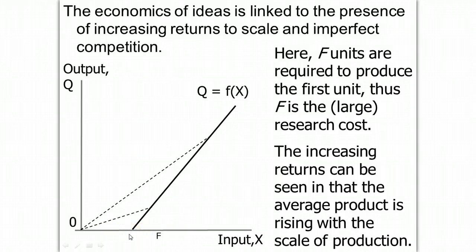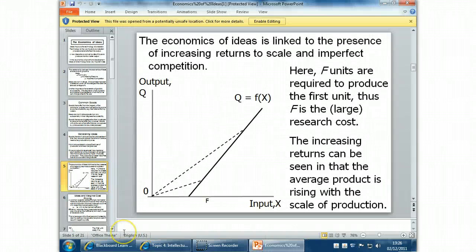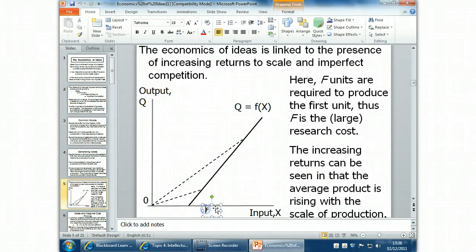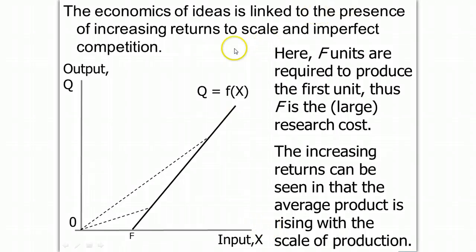Up to a fixed cost, F, no output is produced. We'll just move F a little to the left. So up to the fixed cost, F, no output is produced. So F should be just where that is. So until you have the fully fixed cost invested, you're not producing anything.